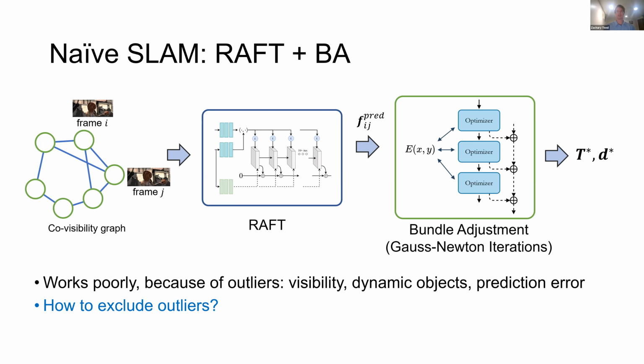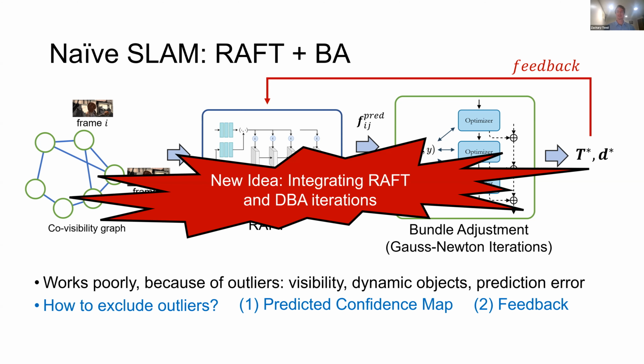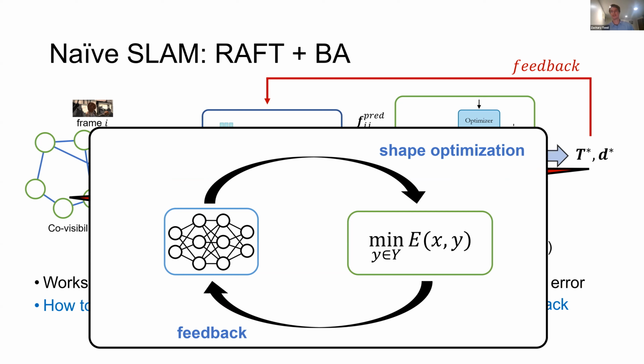So how do we exclude outliers and make this more robust? First of all, we can have RAFT predict a confidence map, so we can ask RAFT how confident it is about a particular correspondence. The other idea is to apply feedback. Once we have the solution to this least squares optimization problem, we can plug it back into RAFT. So this motivates a new idea: what if we integrate RAFT directly with dense bundle adjustment iterations? This goes back to the figure I showed earlier, where we have this GRU shape the optimization landscape and then have the solution fed back into this network.